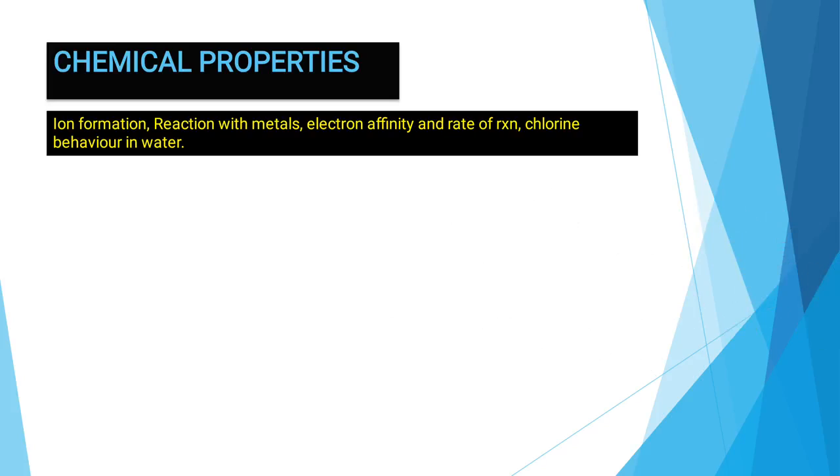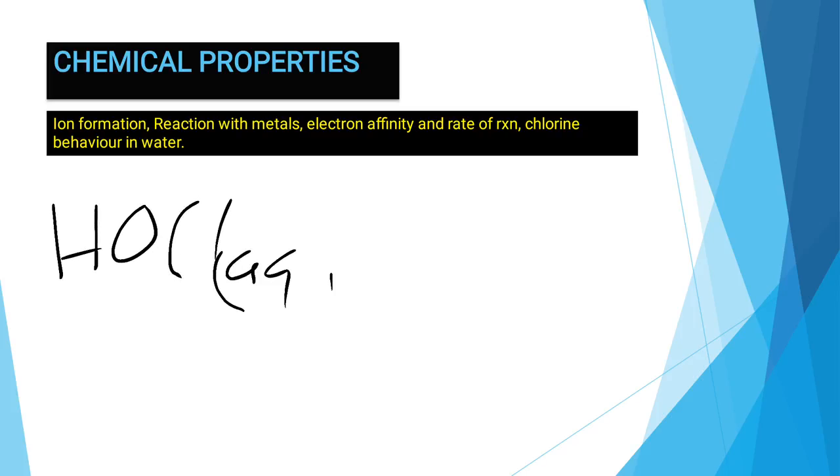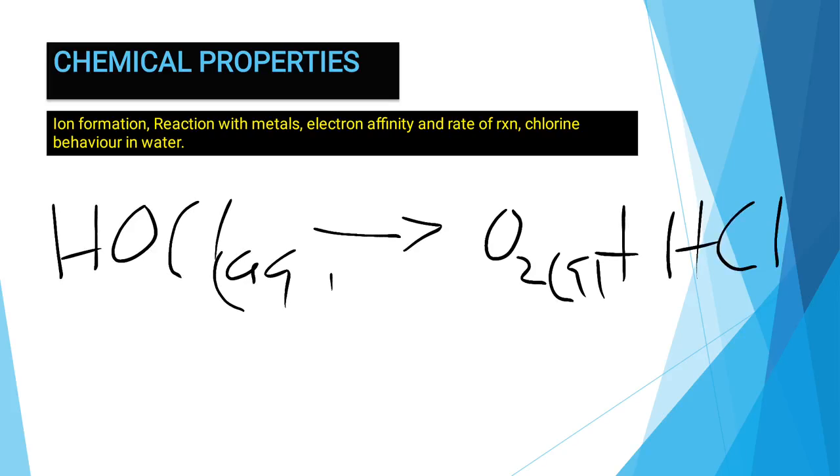How does that happen? We have the chloric 1 acid exposed to the atmosphere. It gives us oxygen gas plus hydrochloric acid. And remember that hydrochloric acid itself has no bleaching effect.